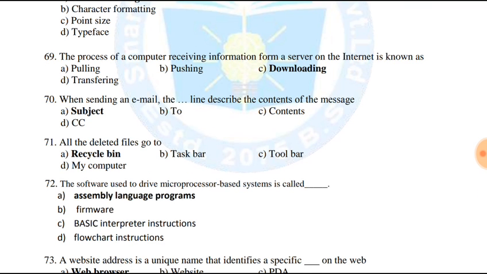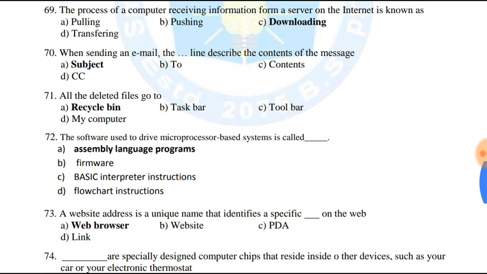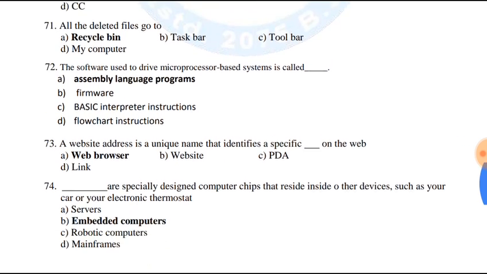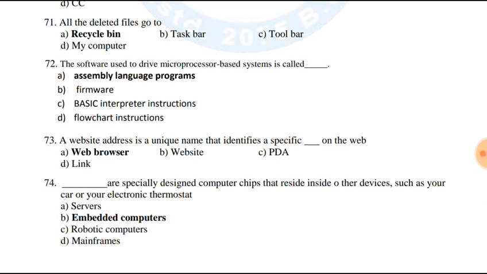All the deleted files go to the recycle bin. The software used to drive a microprocessor-based system is called assembly language programs. A website address is a unique name that defines a specific web browser on the web. Dash are specially designed computer chips that reside inside other devices such as your car or your electronic thermostat. It is the embedded computers.